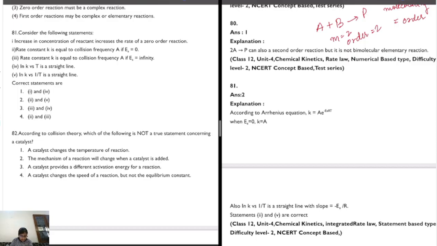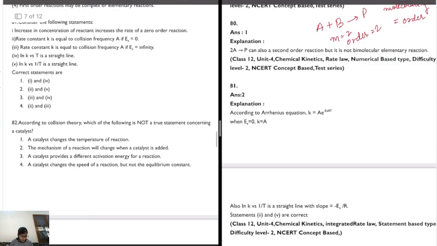First, an increase in concentration of reactants increases the rate of a zero order reaction. This is incorrect. Why? Because the rate constant of a zero order reaction does not depend upon concentration. Then in point two, rate constant K is equal to collision frequency A when EA is zero, that is, activation energy is zero.